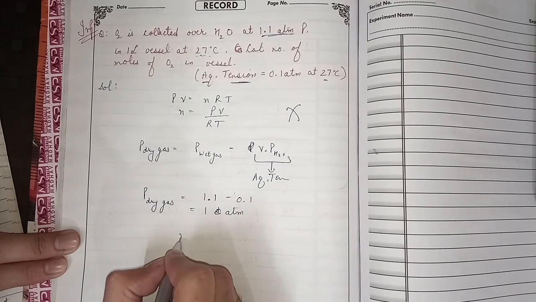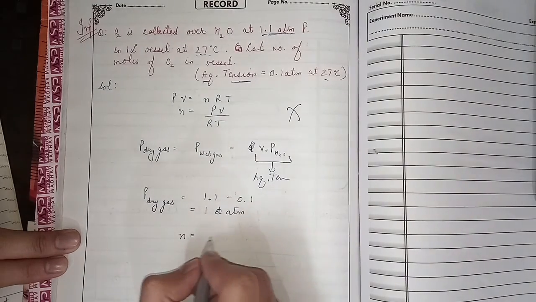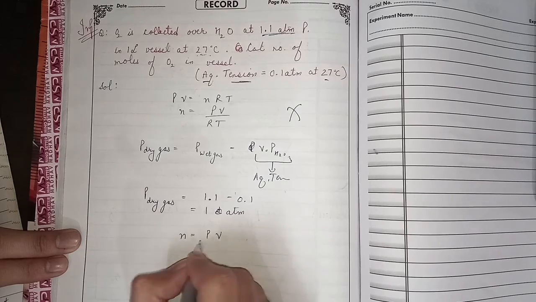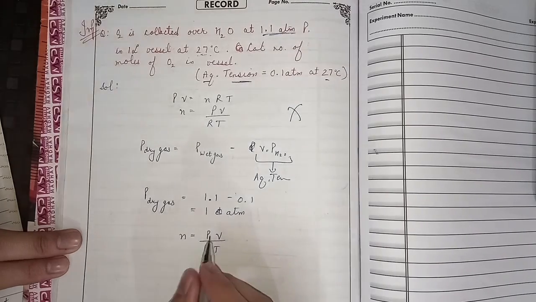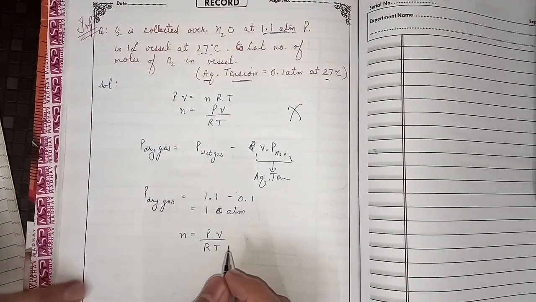So now we will use the ideal gas equation, n is equal to PV over RT, and the pressure P here will be 1 atmosphere.